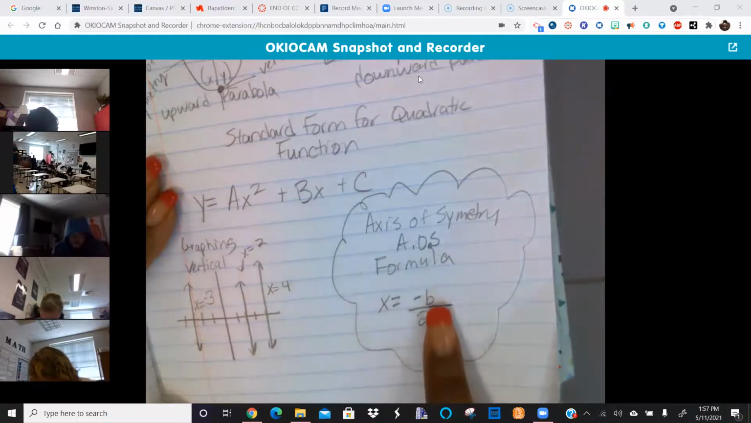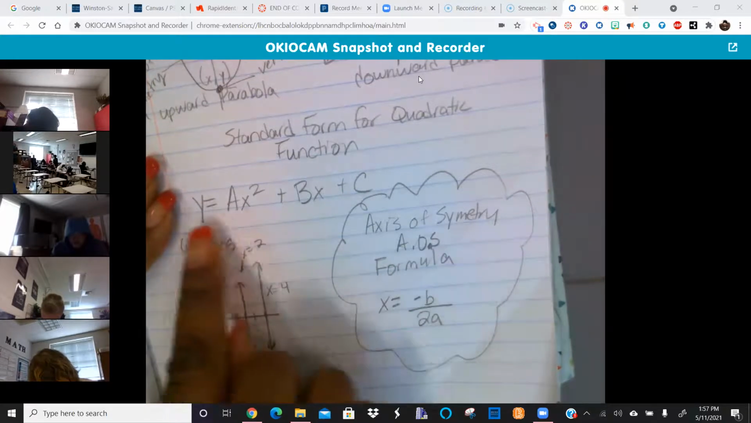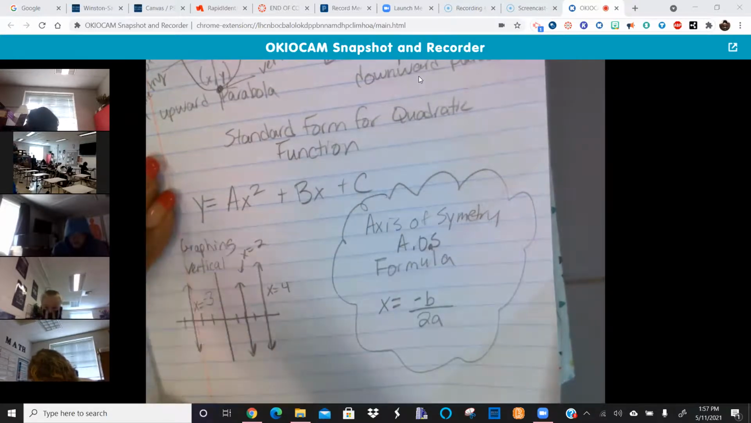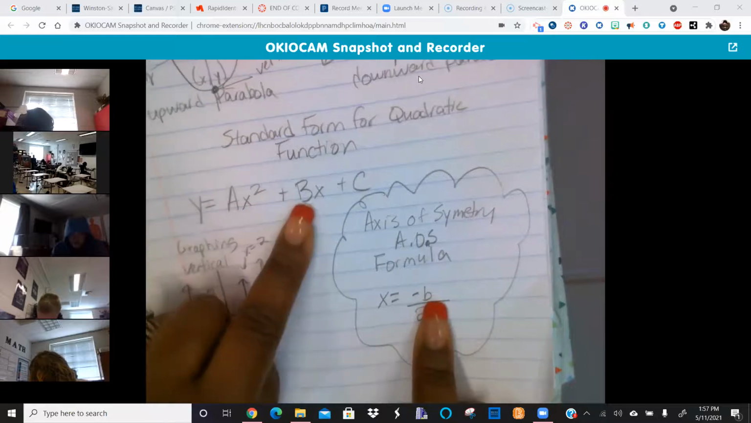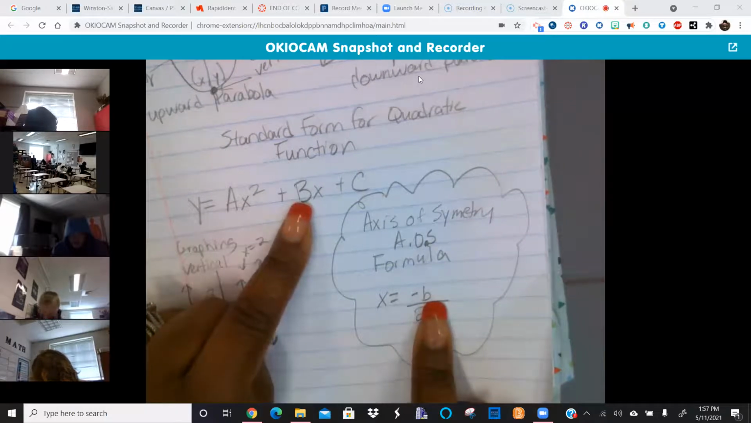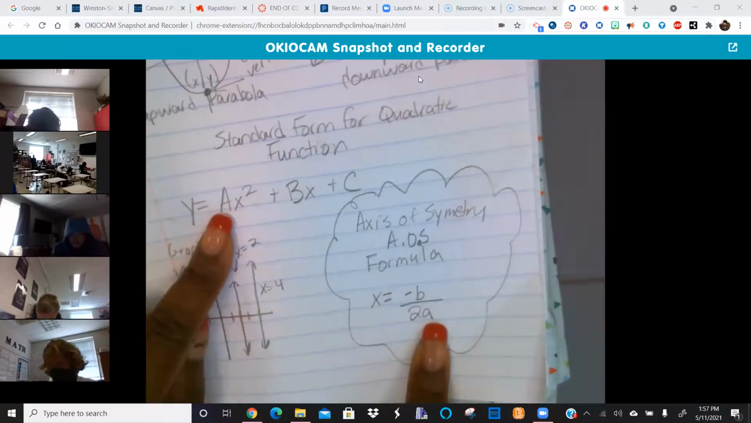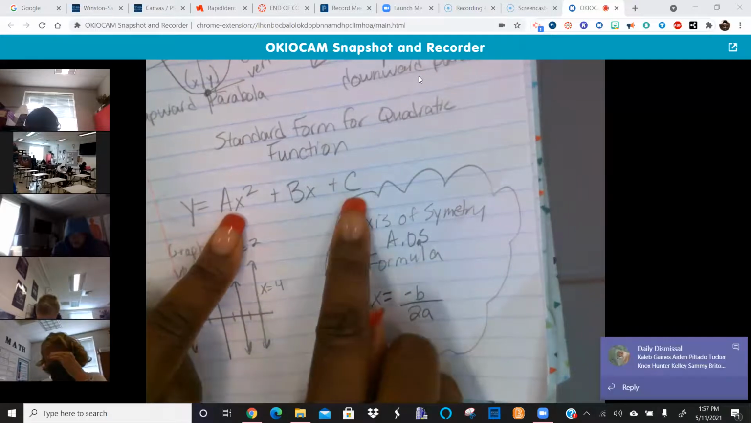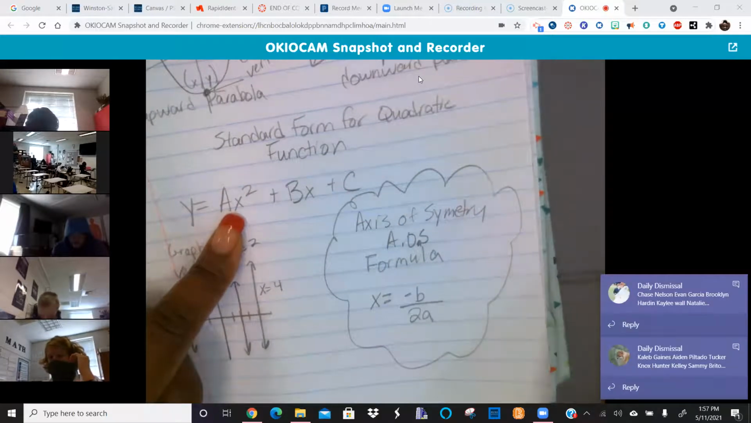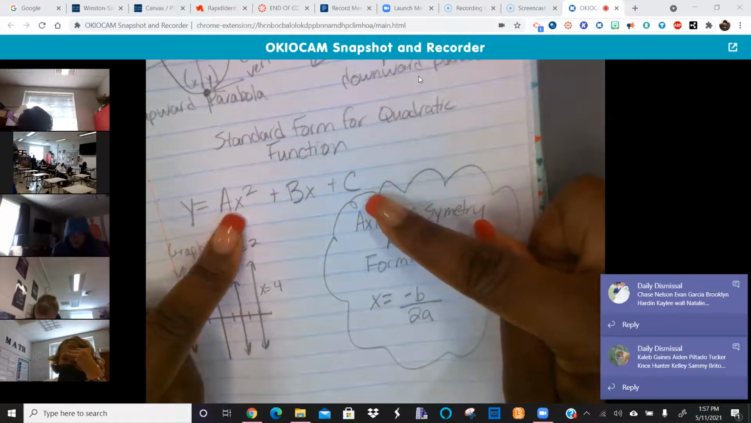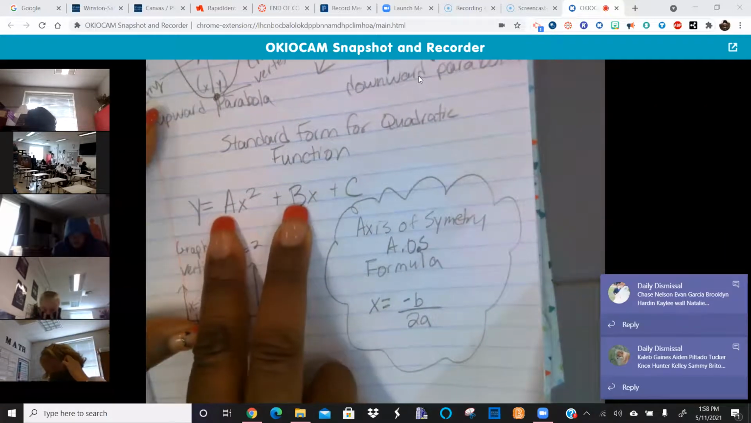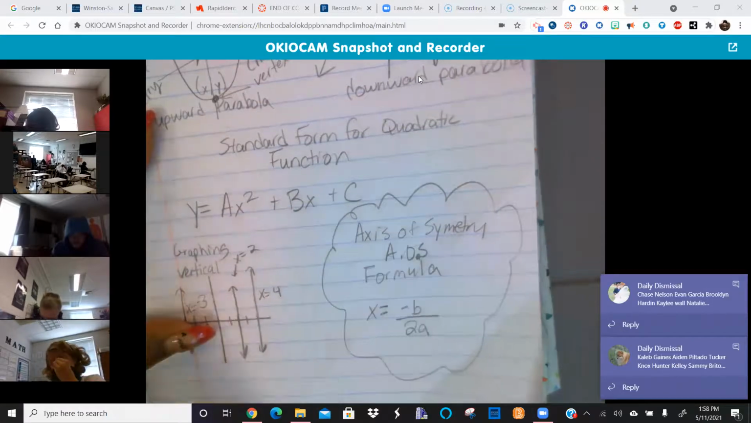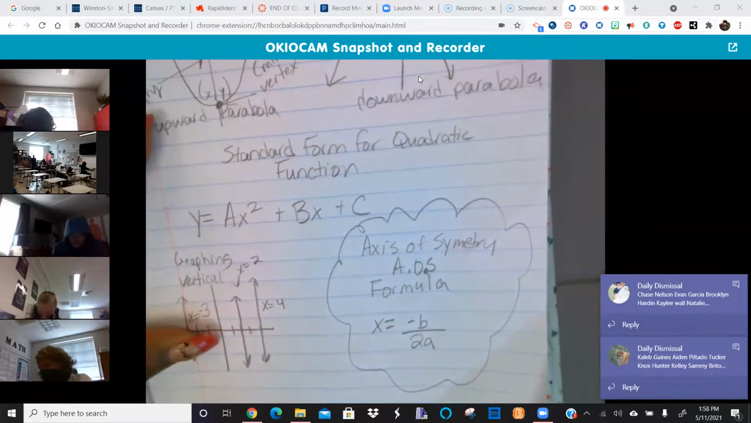Your axis of symmetry formula is x because it is a vertical line, goes through the x-axis. But your b, the number for b, is going to come from the equation that you're finding the axis of symmetry for. So if this is the equation right here, my b is going to be the number that's attached to the x. My a is going to be the number that's attached to the x squared. And c, I don't need. Okay, I don't need c. I don't need this number right here to find the axis of symmetry. All I need is these two numbers right here to find the axis of symmetry. And we'll go over how to find axis of symmetry Thursday.